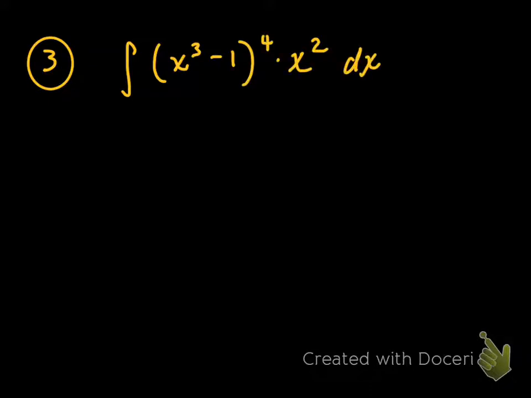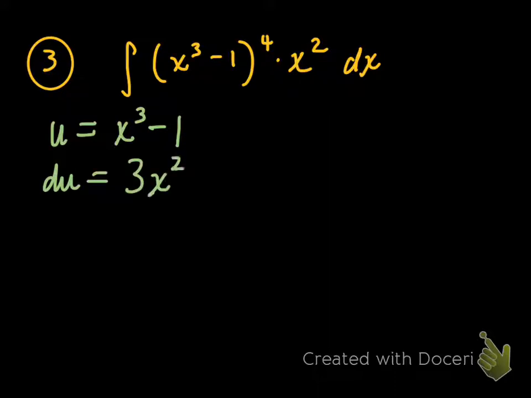This problem is integrate (x cubed minus 1) all raised to the 4th times x squared dx. Set u equal to an inside function whose derivative appears. Well, I see the inside function. It's x cubed minus 1. My problem is, in my mind's eye, I'm taking the derivative of that expression and getting 3x squared. I see the x squared, but I don't see the 3.